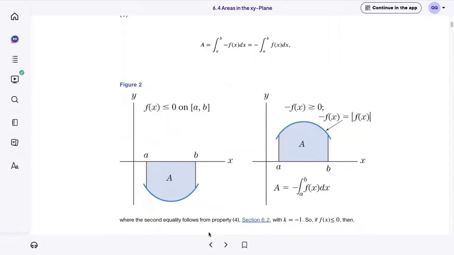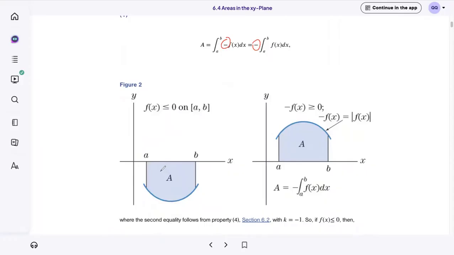So if we switch the integration limits, we introduce a negative sign. So from A to B, if we have a negative sign, well, this is a -1, right? We can pull the -1 up from the integration.